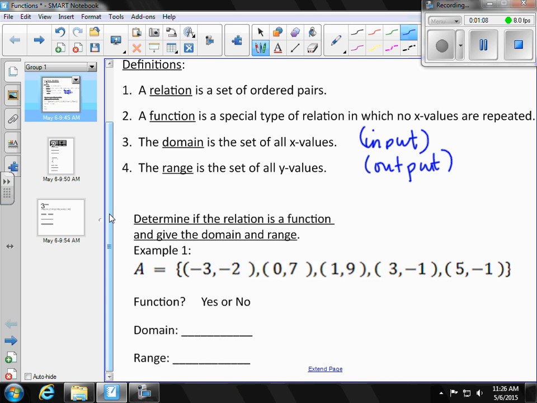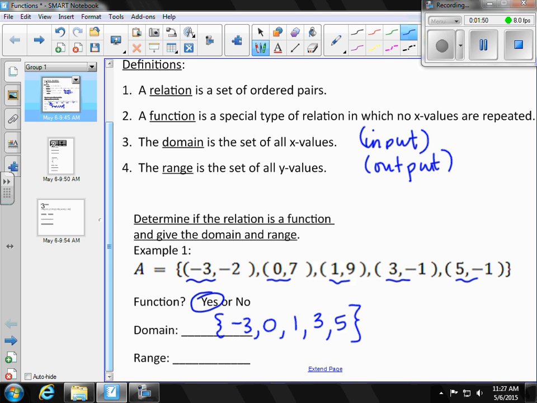So in this example, if we look at all of the x values, we see that all of the x values are unique. A function is a relation in which no x values are repeated. There are no x values that correspond with two different y values, so this indeed is a function. Our domain, we use the set braces here because it's a set of specific numbers. Our domain, or the x values, are -3, 0, 1, 3, and 5. That's the set that makes up our domain.